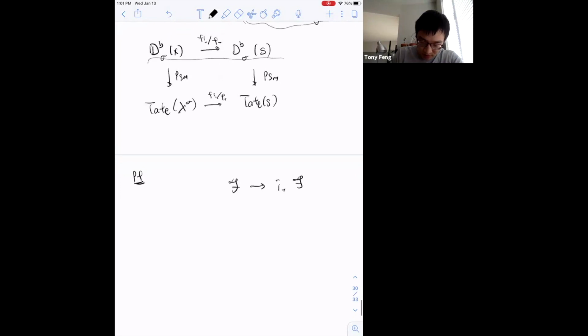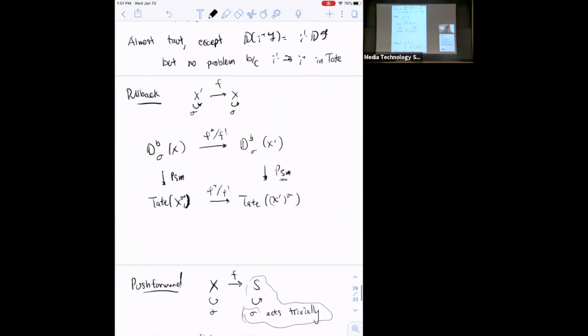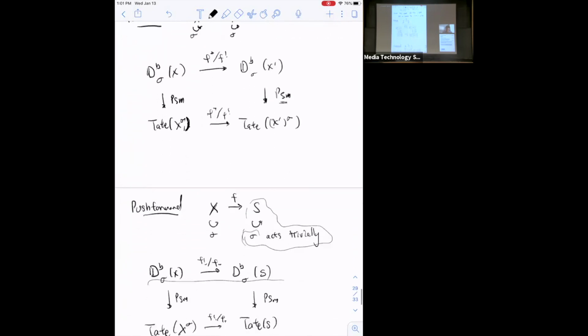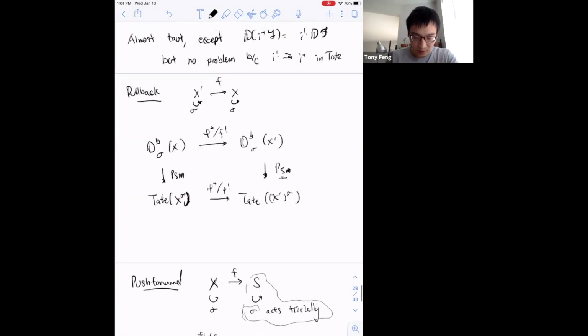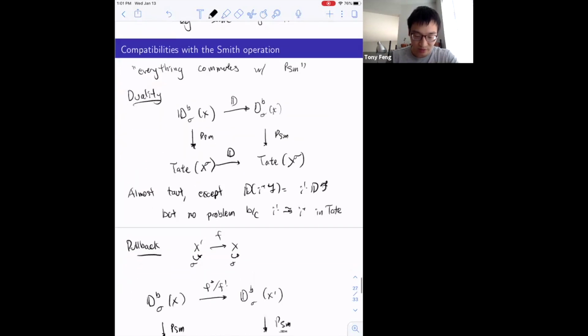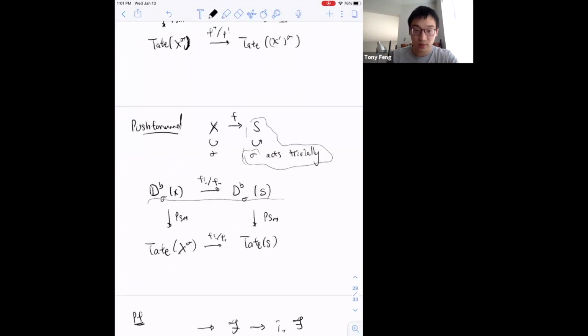Yeah. Was that the same thing earlier? Okay. You were only assuming the action on Y is trivial. Earlier, when I was talking about sending perfect complexes to perfect complexes, then the action had to be trivial. Otherwise, it doesn't make sense. But in this compatibility section, things were not trivial up until this point.